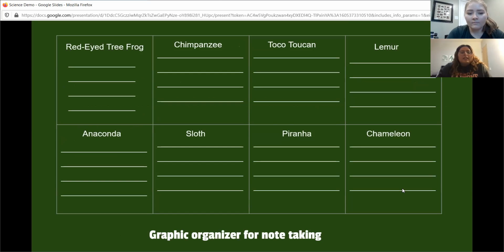So this is an example of the graphic organizer that we'd be using for the different animals that the students could choose from. It's labeled with every single animal that we have found videos and books on. And there's enough room for students to write any interesting facts or any other information that they want to include for their compare and contrast.